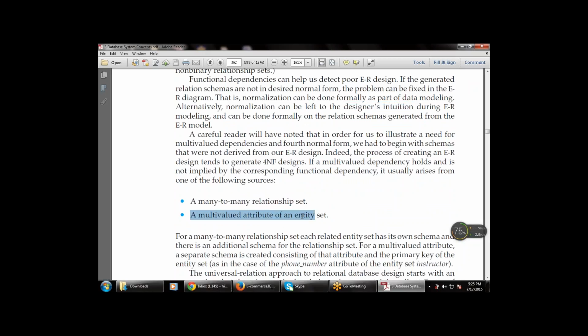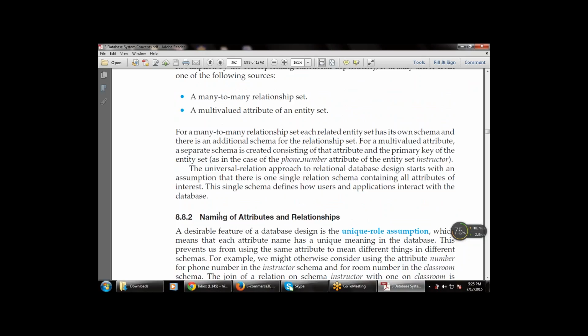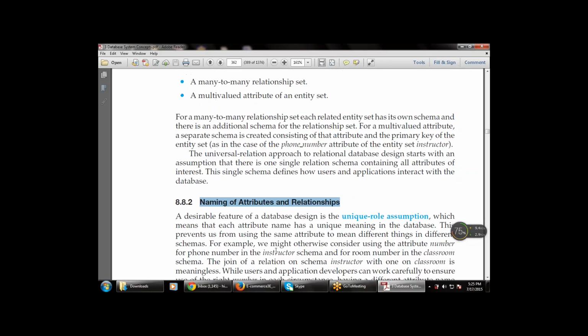So what are the various issues arising from the functional dependencies? That is a many-to-many relationship set and a multi-valued attribute of an entity set. For a many-to-many relationship set, each related entity set has its own schema and there is an additional schema for the relationship set. A multivalued attribute, such as phone number of instructors, also gets its own schema. Now, next is the naming of the attributes and the relationships.